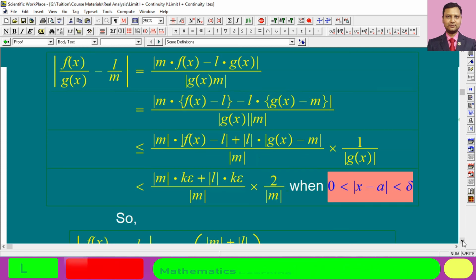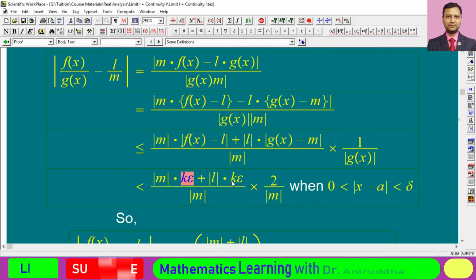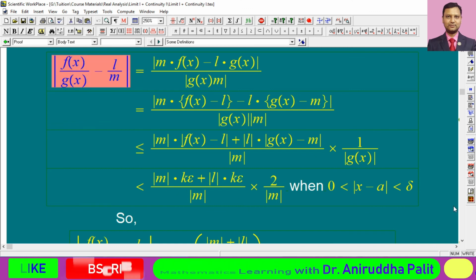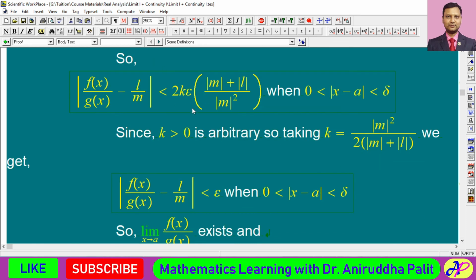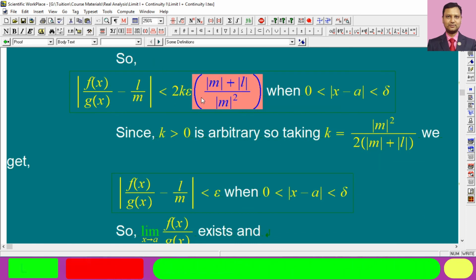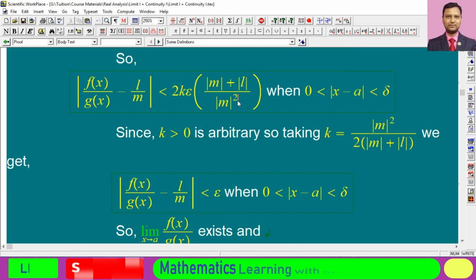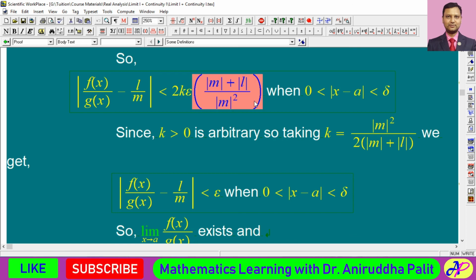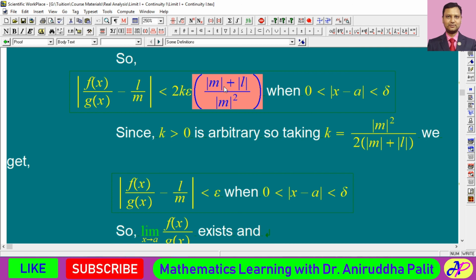And therefore we can say that, if we take this k into epsilon common from these expressions, the left hand side expression, modulus of f(x) by g(x) minus L by M, should be less than this k into epsilon. After taking this common, this quantity should be twice k epsilon into modulus of M plus modulus of L, divided by modulus of M squared. And as M is not equal to 0, therefore this quantity is also not equal to 0.